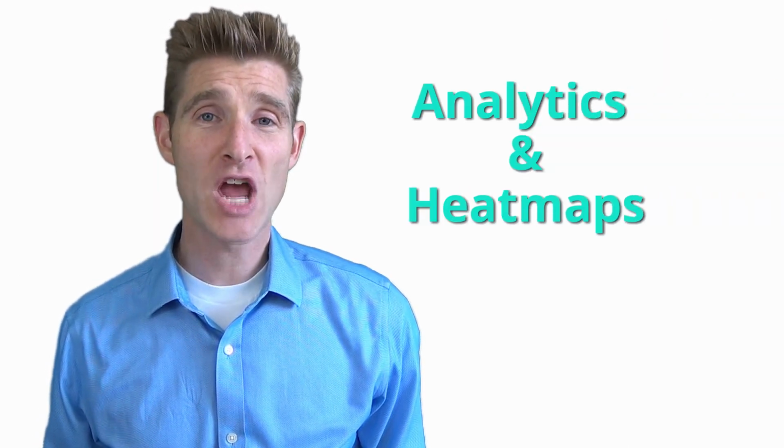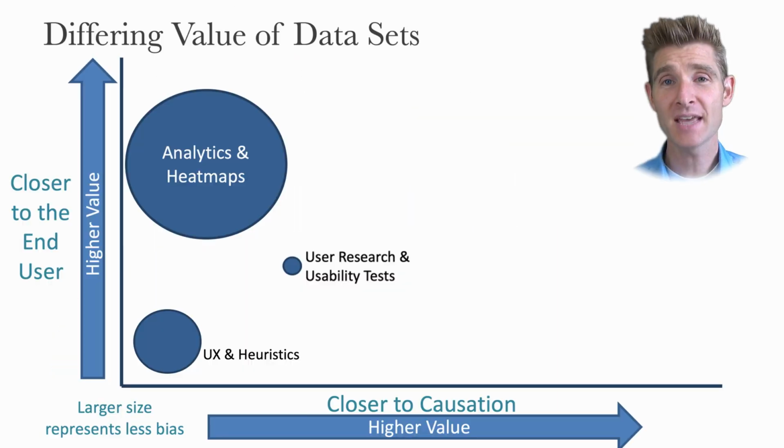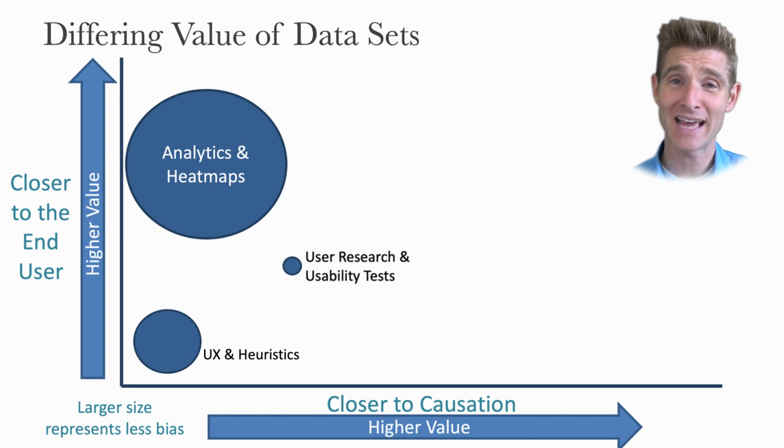The next type of data is your analytics and heat map data. The nice thing about this type of data is it's very close to the visitors. The reason why is because it's their actual data, it's their behavior, it's you watching them, it's you seeing what they did with the site. It's not biased at all. Unless you have a problem with your implementation that's tracking incorrectly, there's no bias in the data.